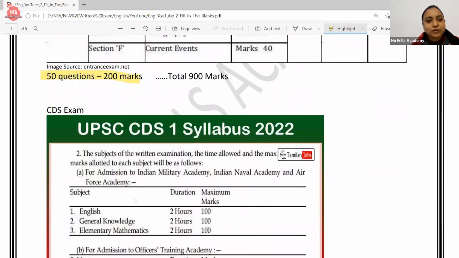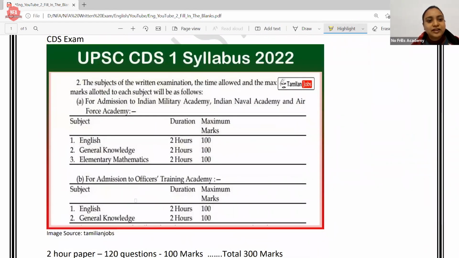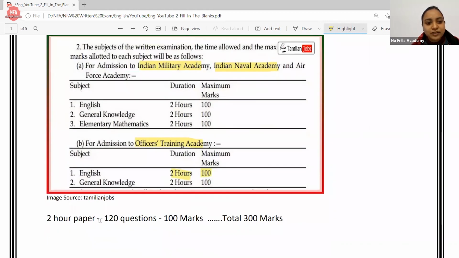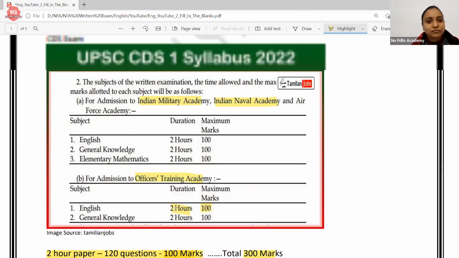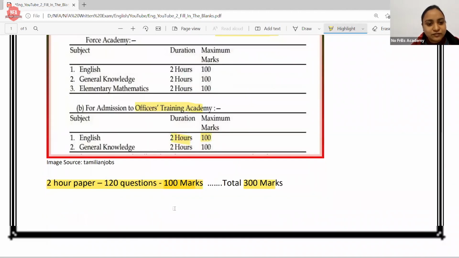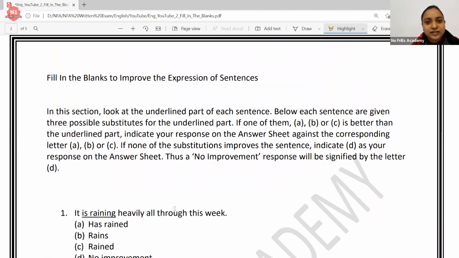Now let us understand what the CDS pattern is. In CDS for IMA, Indian Military Academy, Indian Naval Academy, and Air Force Academy, mathematics and English are common for both OTA as well as these other academies. English is of 2 hours, 100 marks. So it is a 2-hour paper for English, 120 questions, 100 marks. Out of 300 marks, English is carrying 1/3, 100 marks. So now you have understood the NDA and CDS English division and the importance English carries.